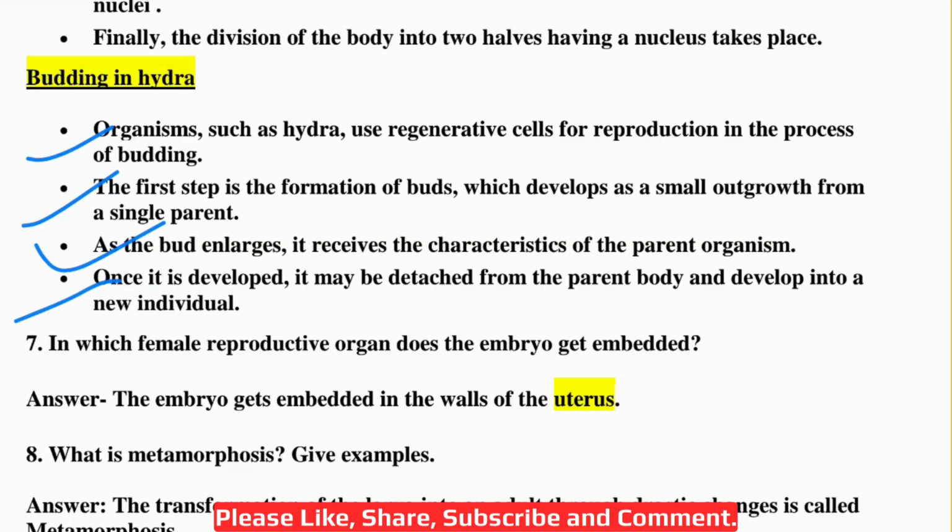Now, the seventh one. In which female reproductive organ does the embryo get embedded? So, the embryo gets embedded in the wall of the uterus.